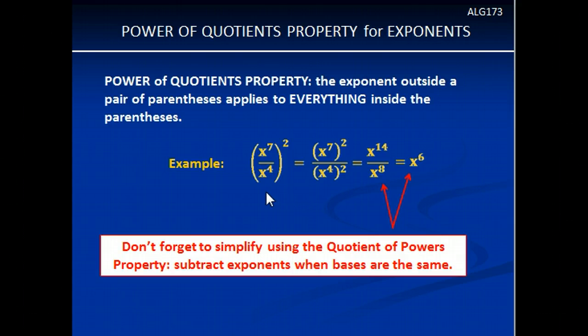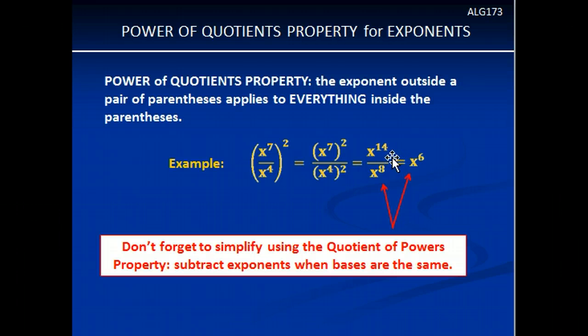this case, instead of multiplying, we have a division problem here, x to the 7th over x to the 4th. So this says that if we have x to the 7th over x to the 4th squared, this too applies to everything inside the parentheses, meaning we're going to have x to the 7th squared over x to the 4th squared. Then we apply the other property, which simply says 7 times 2 is 14.